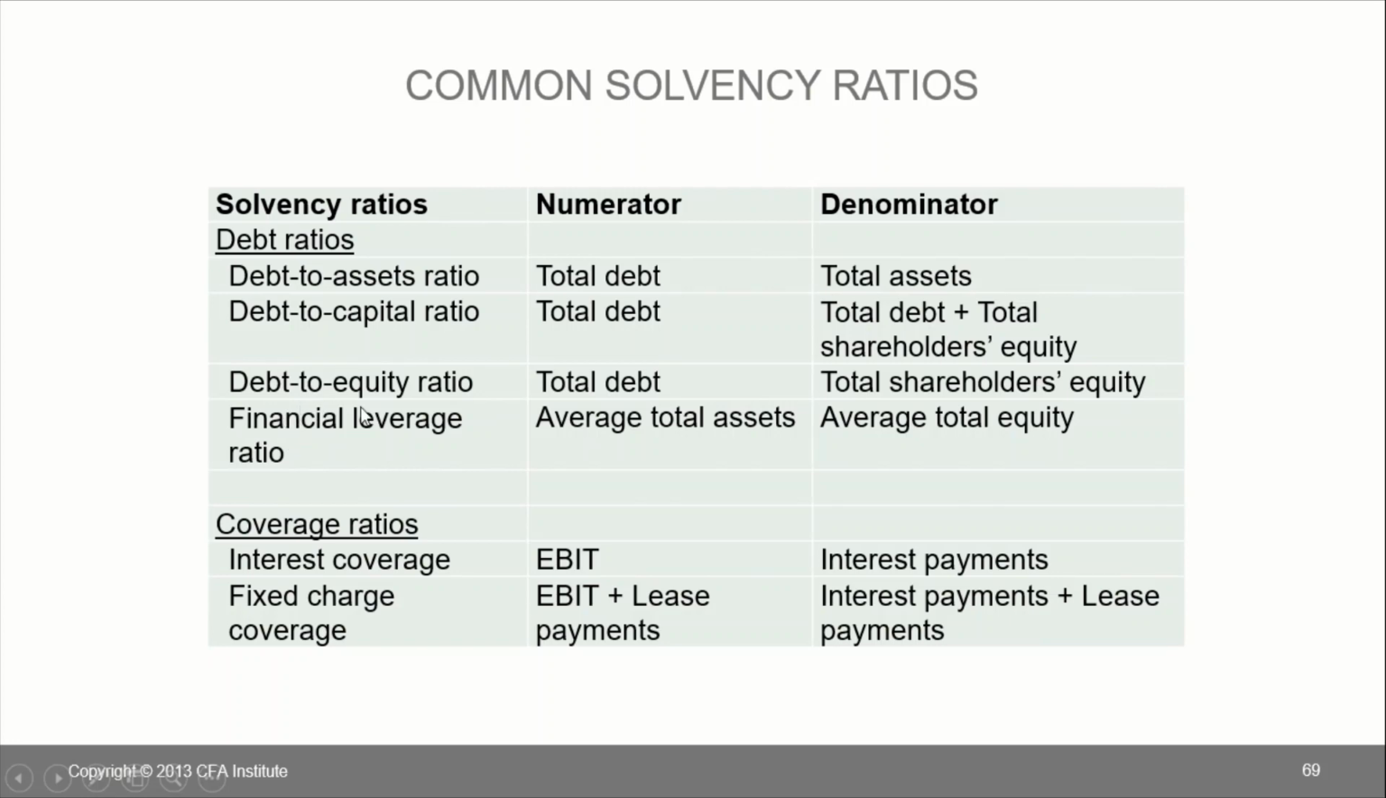Next is your debt to equity ratio. This is your total debt over, hindi nakasama yung liabilities mo, just the total shareholders' equity. And lastly is the financial leverage ratio. This is your average total assets divided by your average total equity.